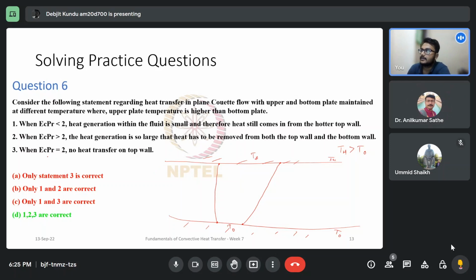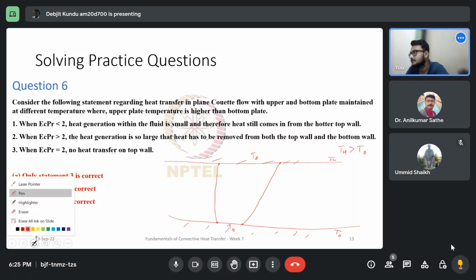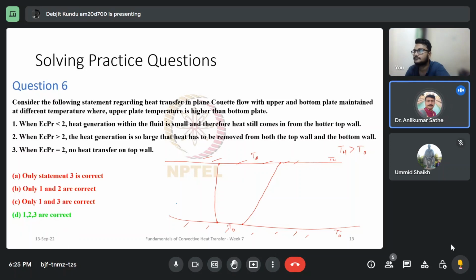We have seen that in the case where the Brinkman number is exactly equal to 2, the Nusselt number becomes 0 at the top wall. So I'll try to take an ink of a different color. So there, this gradient is 0, so there will be a perpendicular line to the wall over here. We try to draw the temperature profile, and then later on there would be a curve like this. So this is for Brinkman number exactly equal to 2.